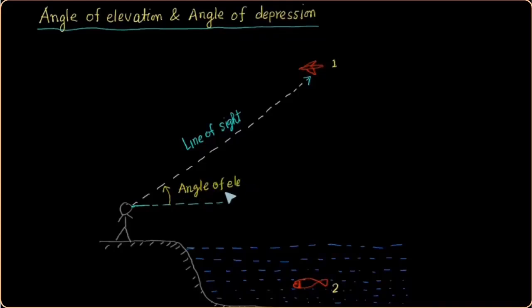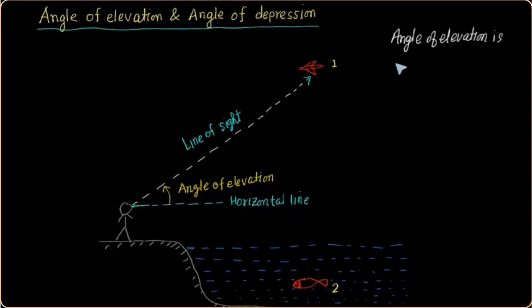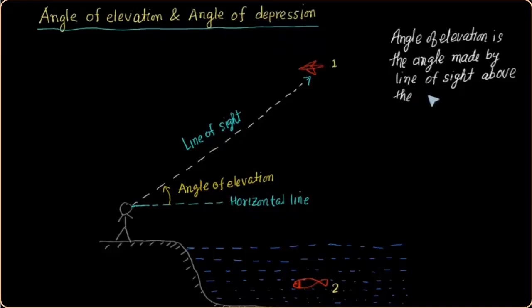So elevation means the angle is made by the line of sight above the horizontal line. When the line of sight is above the horizontal line, this is the horizontal line, friends, okay. So the line of sight is above the horizontal line. So that angle is called what? Angle of elevation. If I write the definition, angle of elevation is the angle made by the line of sight above. So whenever it is elevation, we say above. So the angle made by the line of sight above the horizontal line.